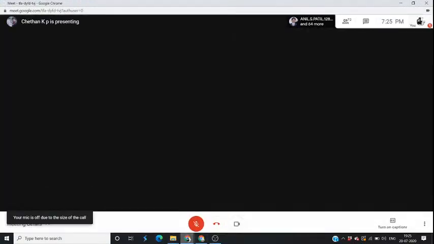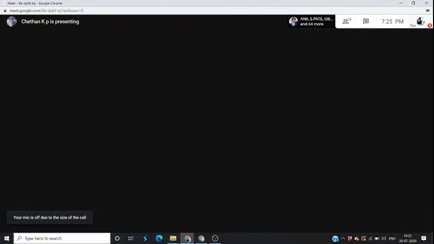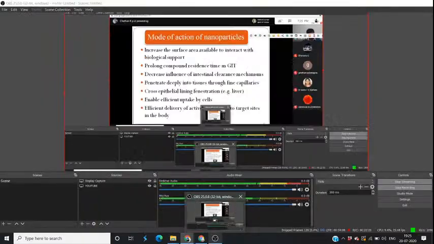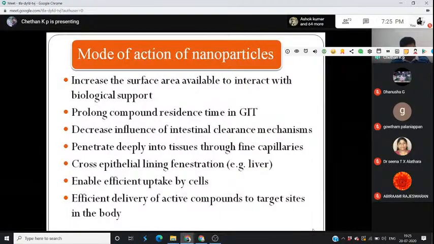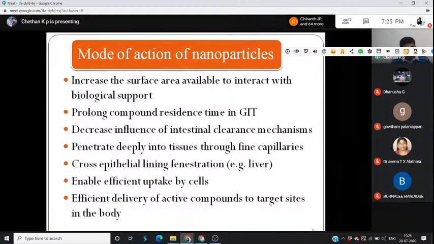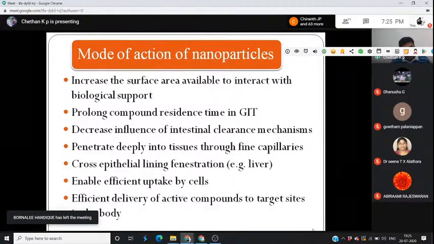Training by fenestration. This will also enable efficient uptake by the cells. And these nanoparticles can also be used for efficient delivery of the active compounds to the target sites in the body because they are able to pass or penetrate deep into the tissues.